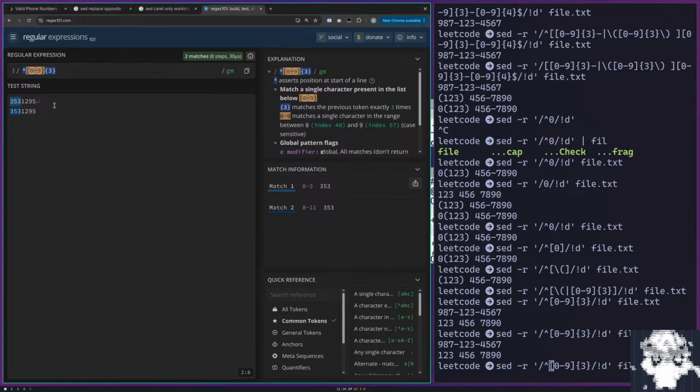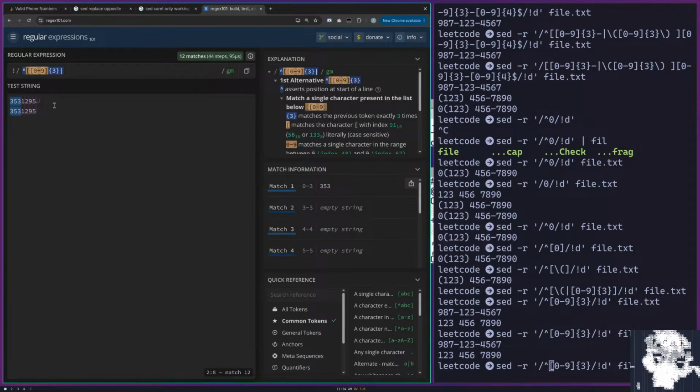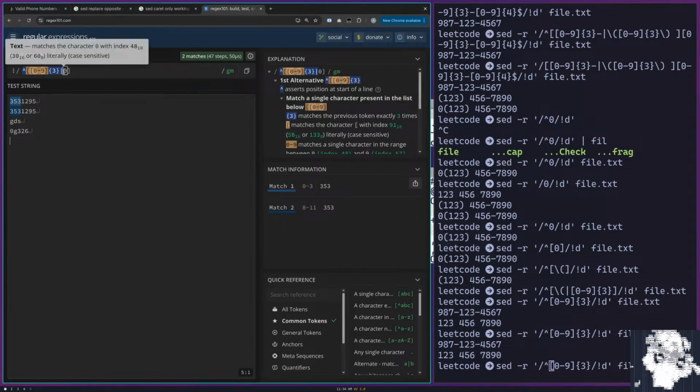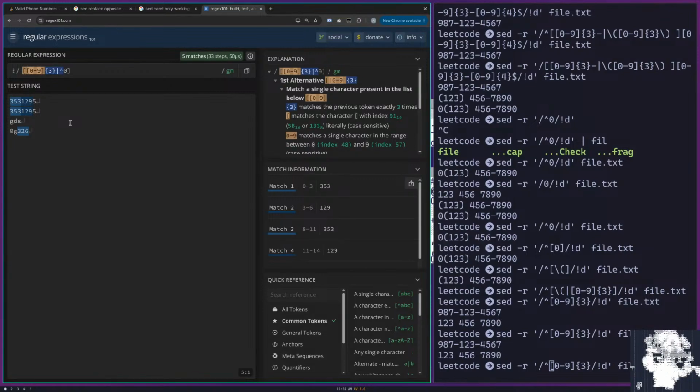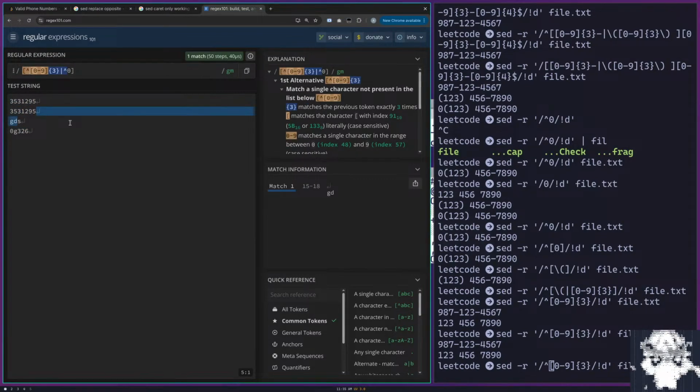So what if I add this or just 0? Then I have something that doesn't match, and then something that starts with 0 and then doesn't match. So it's supposed to count this. What if I put the caret in front of each of them? Okay. The caret means not present.